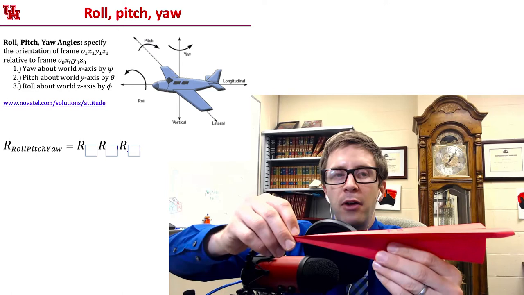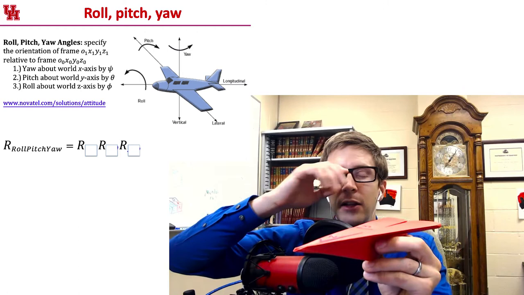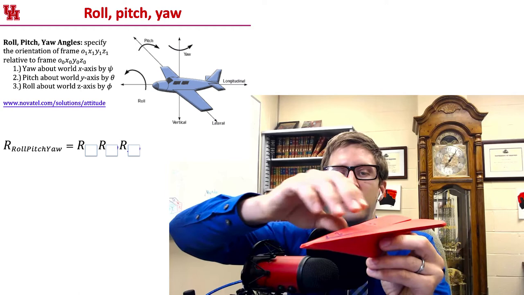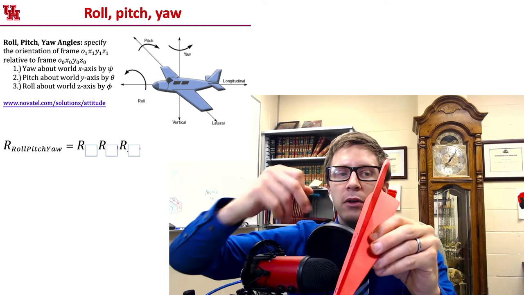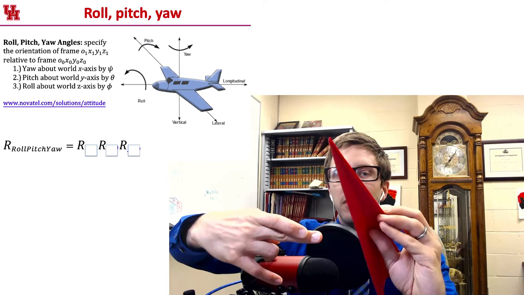Remember that's straight up here. So we're going to yaw around the x-axis. Then we're going to pitch around the world y-axis. So remember our original y-axis is towards me. So we can do a pitch around that angle here. And then we can roll around the world z-axis. So here my world z-axis was right here. I can roll that around.